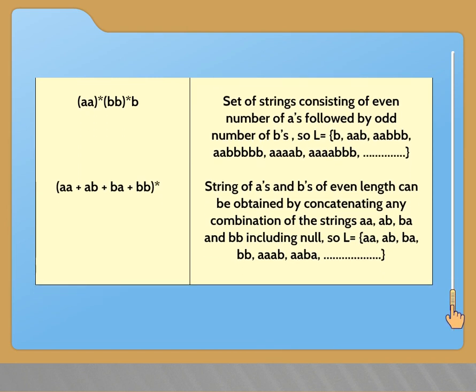AA plus AB plus BA plus BB whole star. Strings of A's and B's of even length can be obtained by concatenating any combination of the strings AA, AB, BA and BB, including null. So L is equal to AA, AB, BA, BB, AAAB, AABA, and goes on.